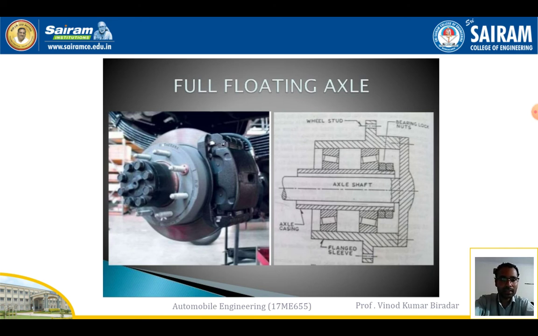So the diagram is on the right hand side from your notes, and where exactly these full floating axles are used, I have taken from the engine. This is the arrangement for the vehicle. So at the top the leaf spring is there, below that the axle will be fixed. Okay, so this is about the second one, and this is almost used in small, higher vehicles.